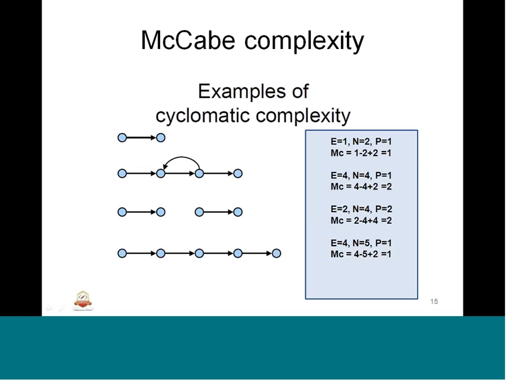In the first case, the complexity is one because we have two nodes and one edge. In the second one we have four nodes and four edges, so here the complexity is 2. The next one, the complexity is 2, why? Because there are 2 paths and they are disconnected with the help of 4 nodes and 2 edges. In the last one we have 5 nodes and 4 edges, meaning the complexity is 1. You can see the independent execution path is only one from the first node to the last node.